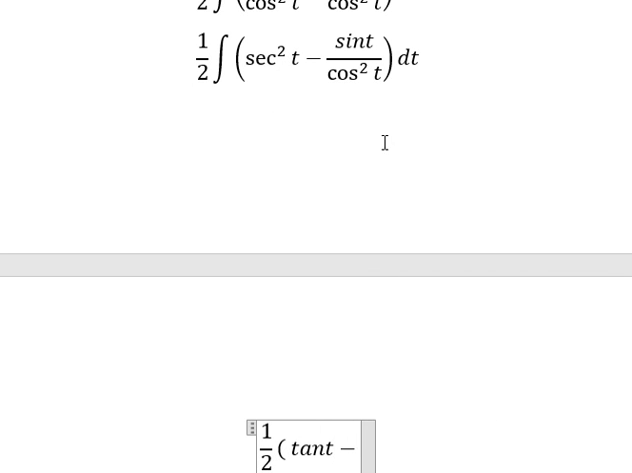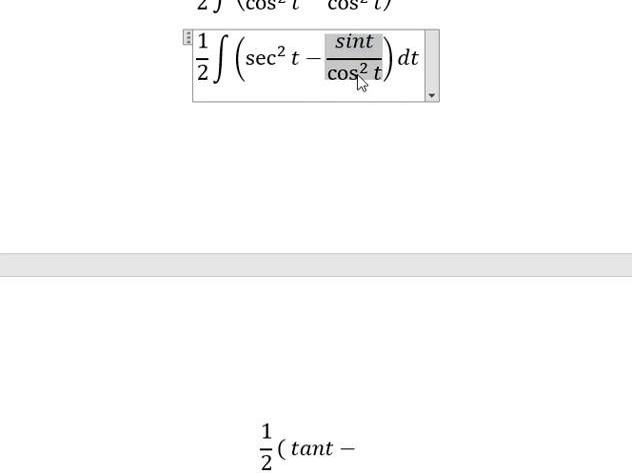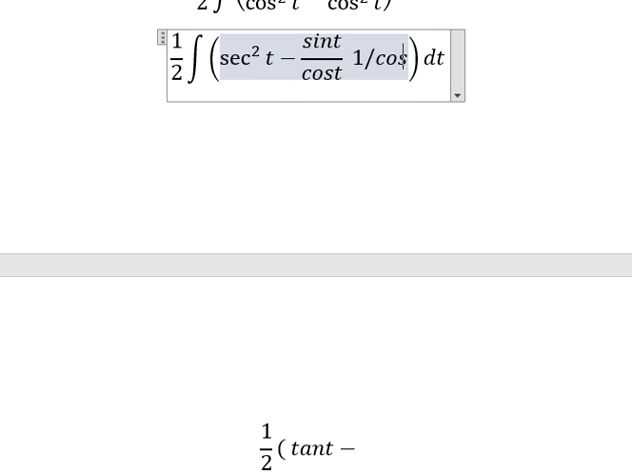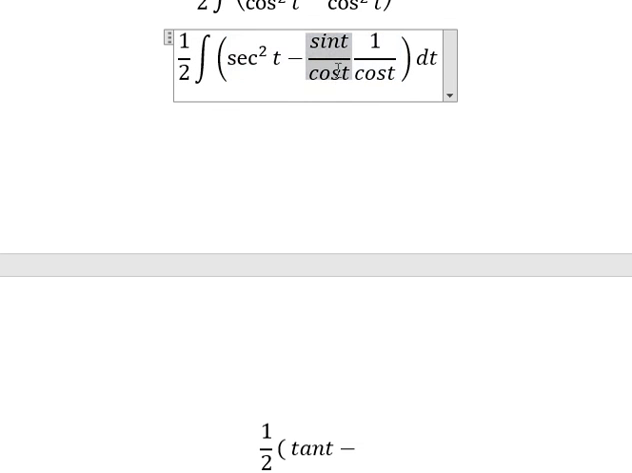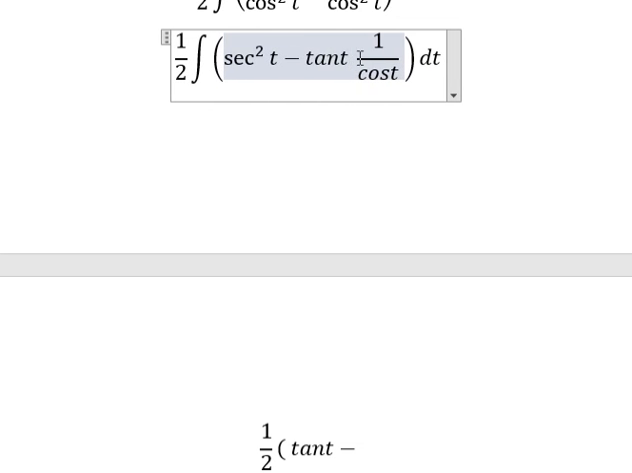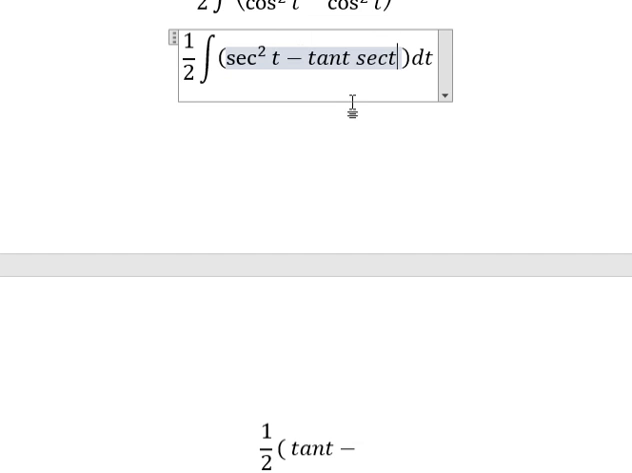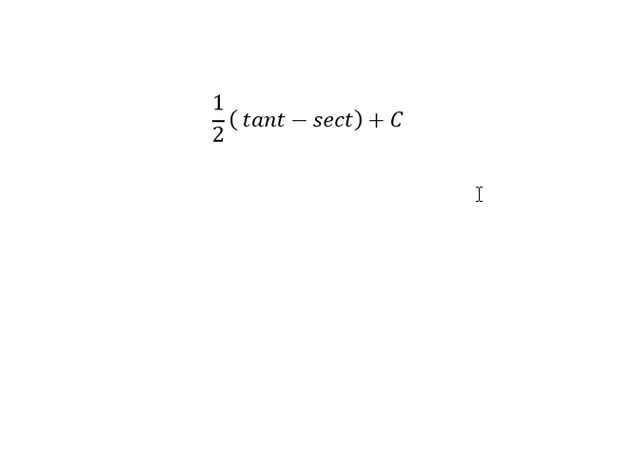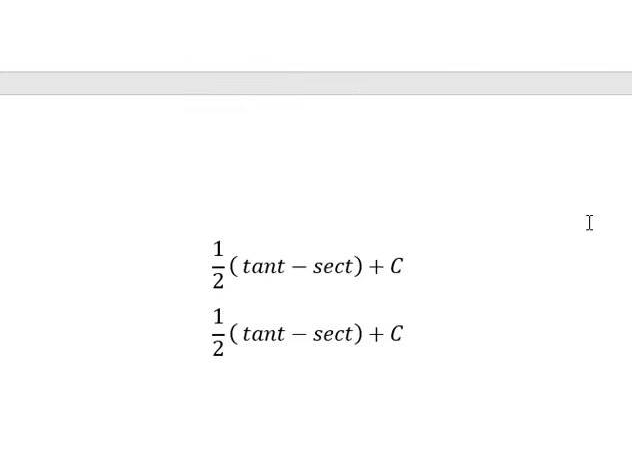The next one is about sine t over cosine t, and we have 1 over cosine t. So this one in here we have tan t, and this one is about secant of t. The integration of this one we have secant of t, and I will put plus c, about t.